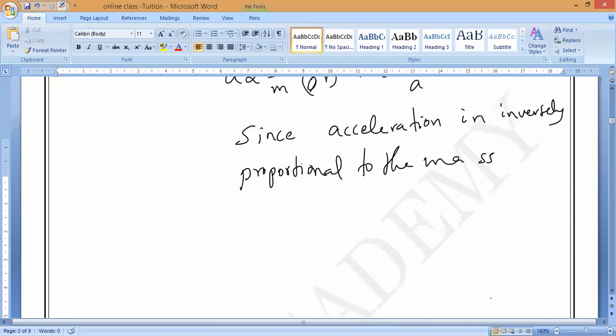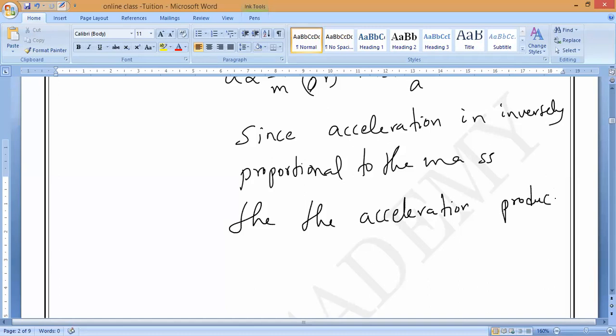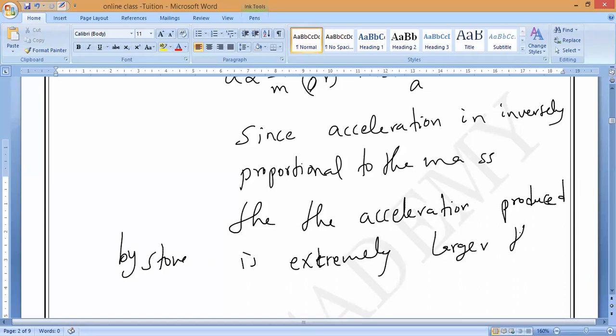the acceleration produced by the stone is extremely larger than the acceleration produced by whom?